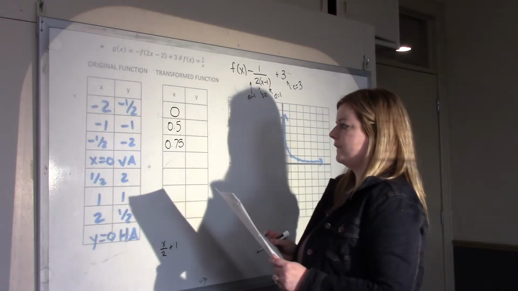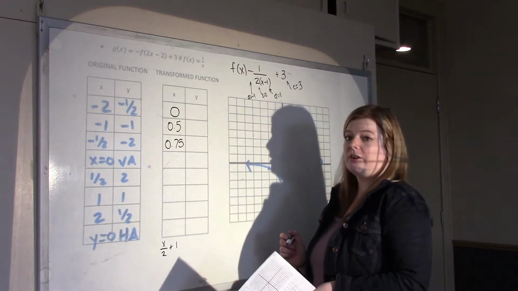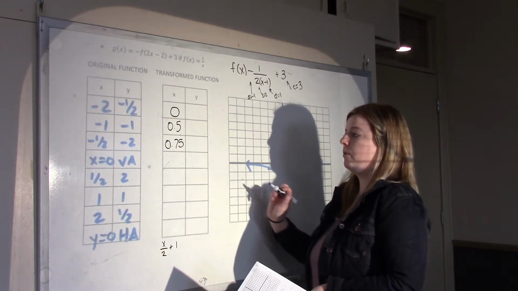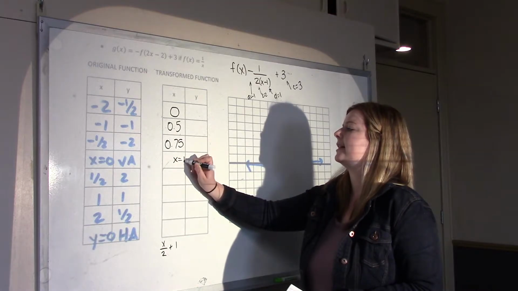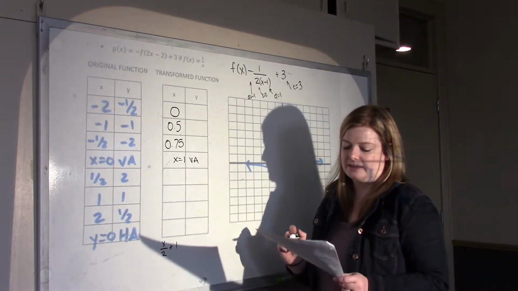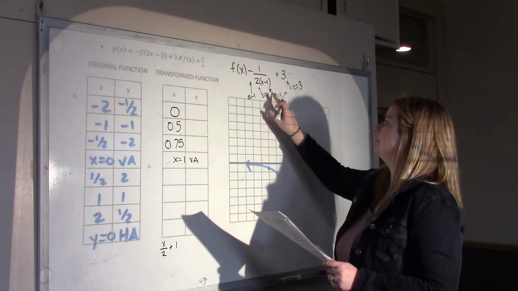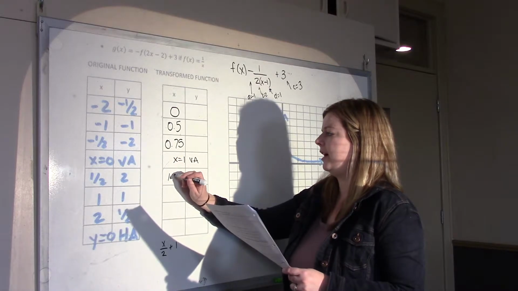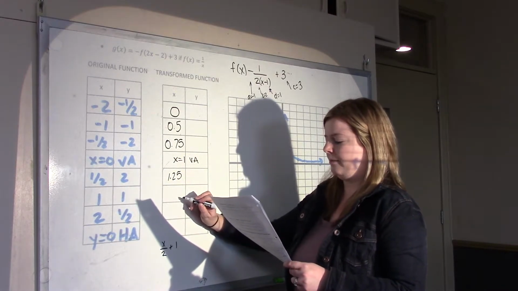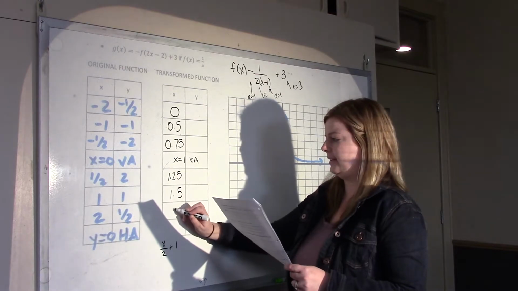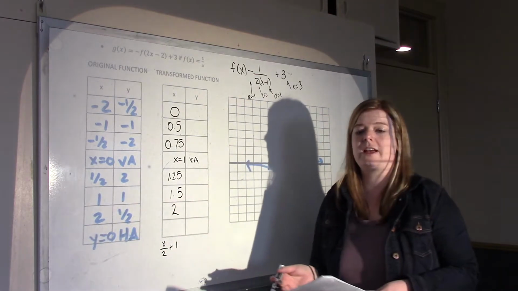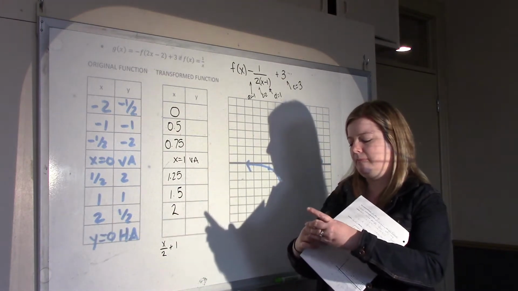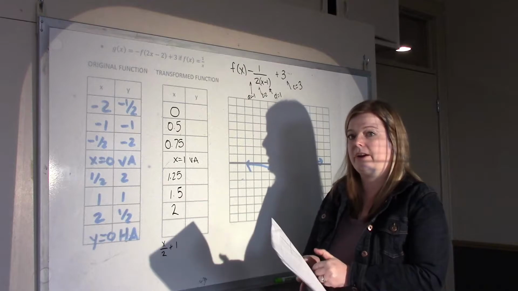Okay, then our vertical asymptote, so 0 is divided by 2, that doesn't affect it, but then it's moved over 1. So our new vertical asymptote is x equals 1, because everything has been shifted to the right 1, because D is 1. Okay, then I have 1.25, 1.5, and 2. Okay, my horizontal asymptote is a y value, so that's not affected by the x things. That's not affected by k or d.